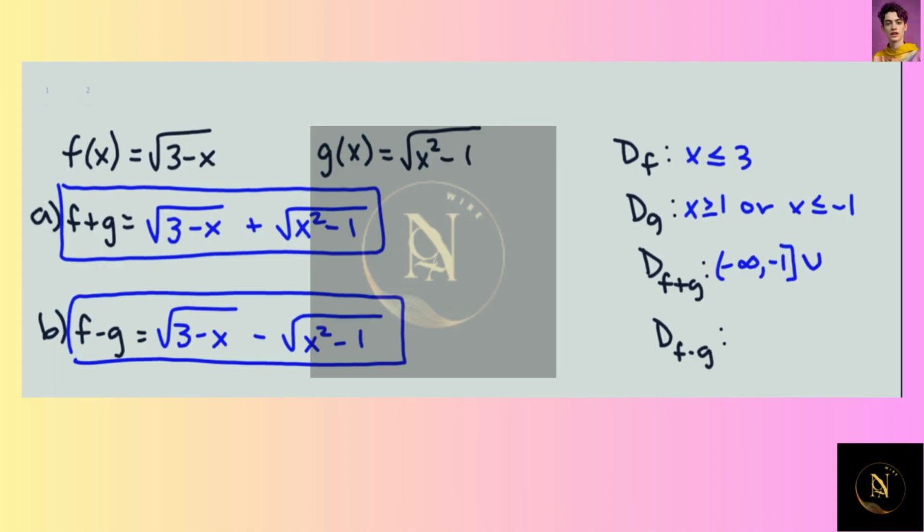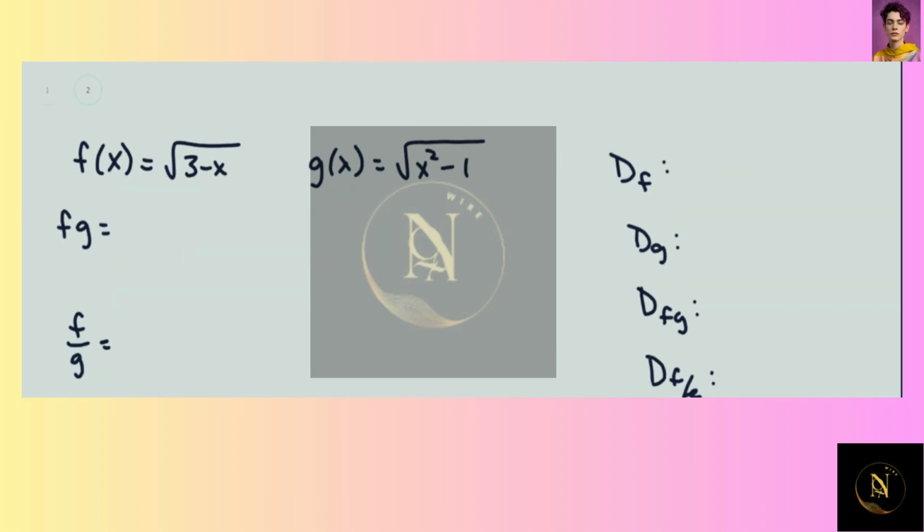But then if we combine these two ideas here, less than or equal to 3 and greater than or equal to 1, we get the interval from 1 to 3. Square brackets to include the endpoints. So we'll get the same answer for the domain of f minus g, and the same answer for the domain of f times g.